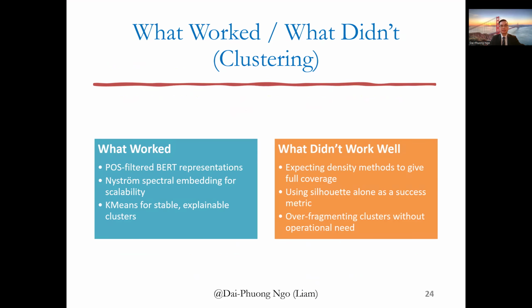On the clustering side, the biggest success I consider was improving representation. POS-filtered text combined with BERT embeddings and tag features consistently outperformed TF-IDF-based approaches. KMeans, despite its simplicity, worked surprisingly well once applied in a good space. Spectral methods helped further by respecting the nonlinear structure.